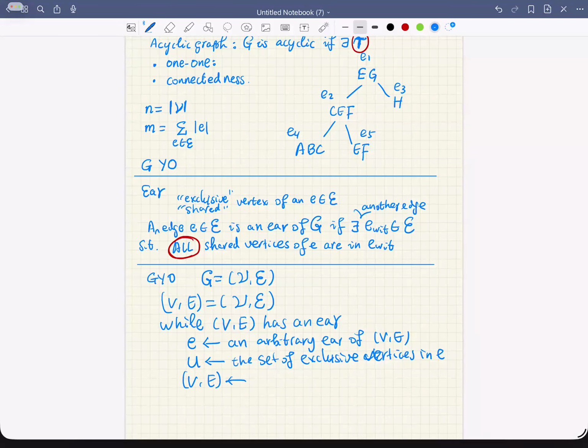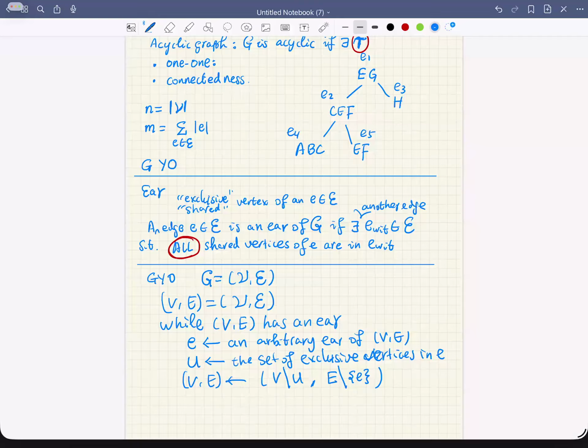So we update the graph in the following way. For the edge set, that's easy. You want to remove the ear, basically remove the edge in English, but mathematically do a set minus. And then accordingly, you want to remove the unique vertices.